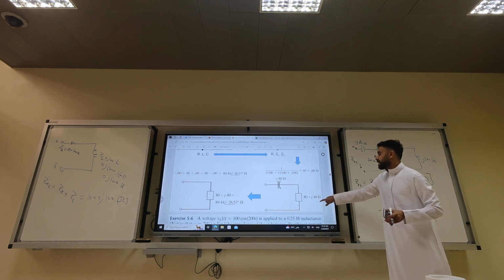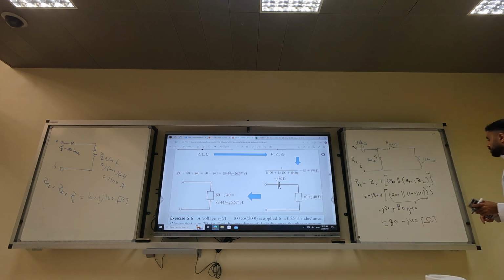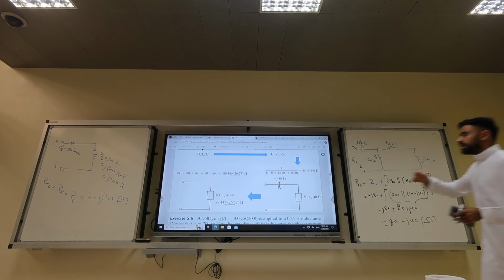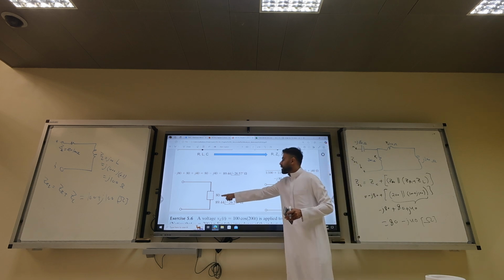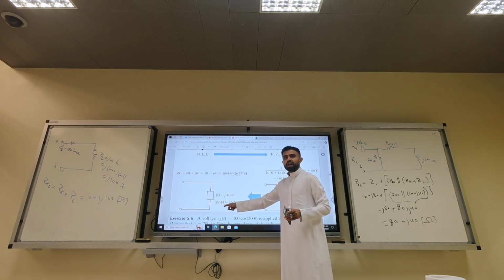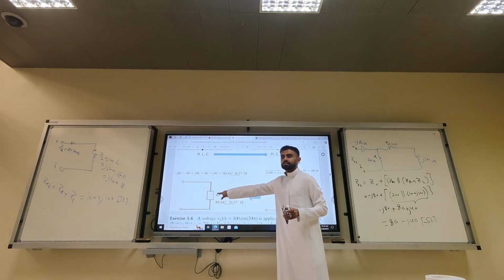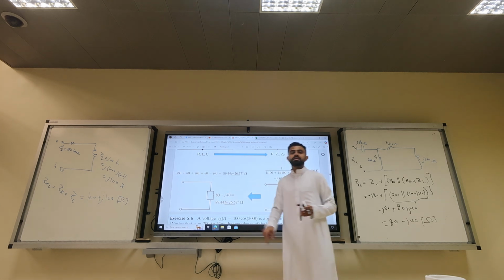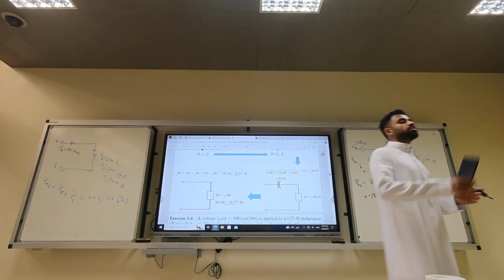If you find the final answer, it is 80 minus J40. You don't have to find the phasor. You don't have to convert it. You can keep it like that, because that's a complex number. Who didn't do it by a calculator?